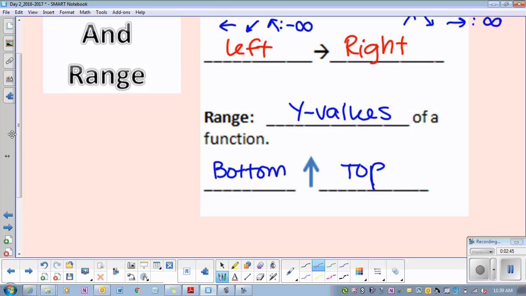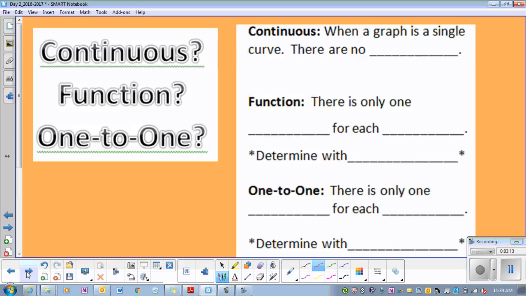And with the range, it's a little bit more clear cut. If you have an arrow going down, where are you headed? Down. To where? Negative infinity. If you have an arrow going up, where are you headed? Infinity. Okay? All right, so let's go to the next one.